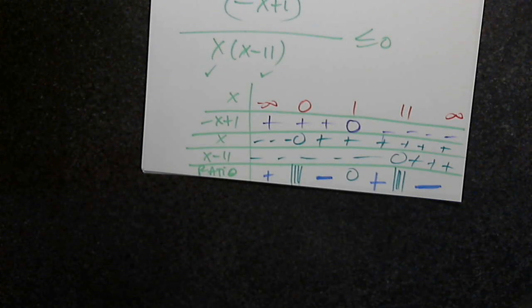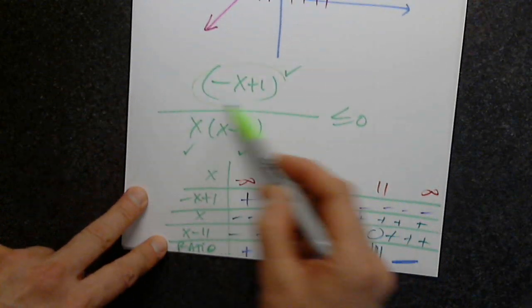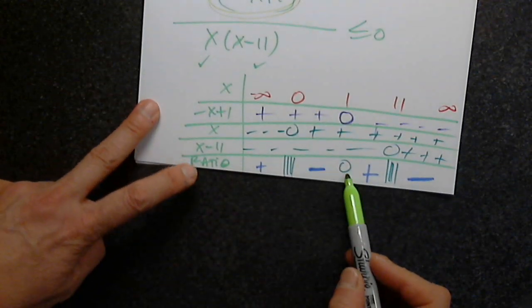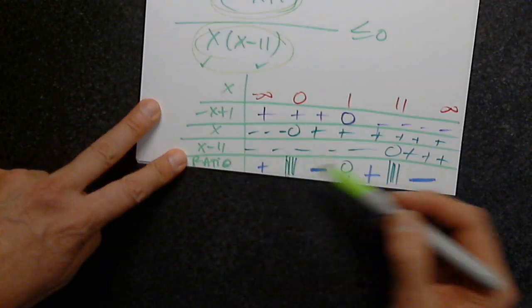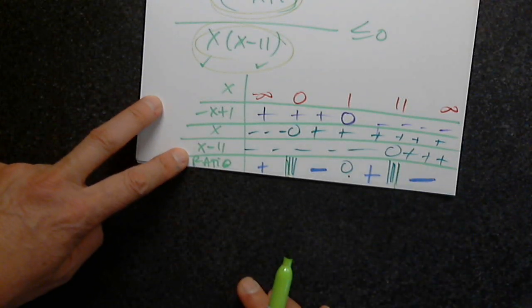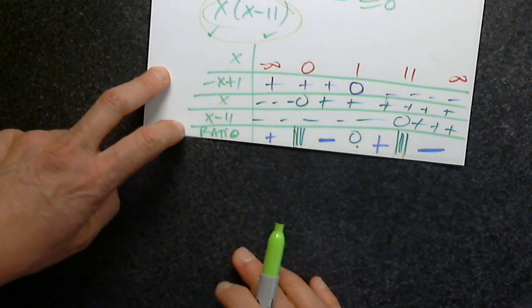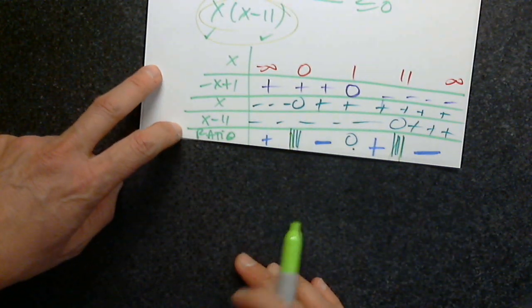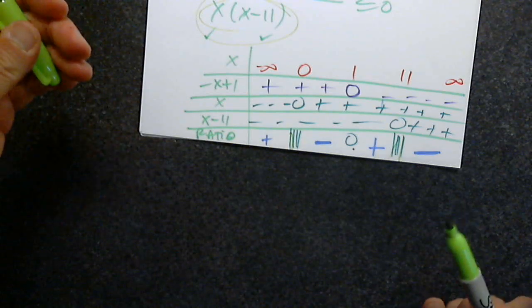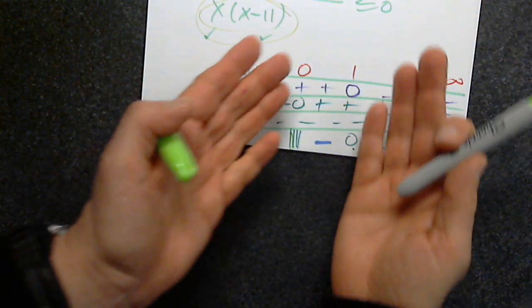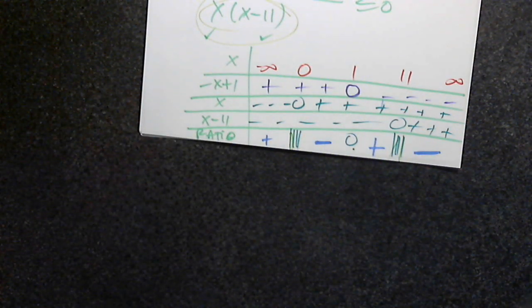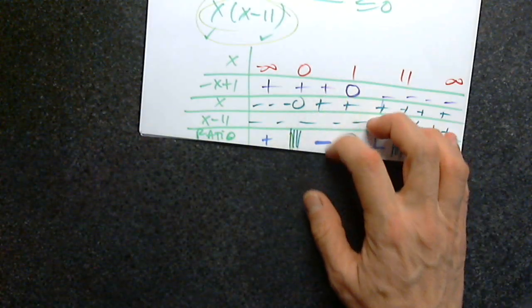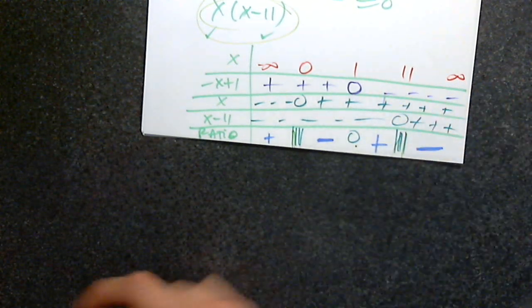So you put the 0 for that ratio row. When the numerator is 0, the entire ratio is 0. But when the denominator is 0, the fraction is undefined. So that's why at 0 and 11, the fraction is undefined. Is that clear, the sign? Two negatives will give us a positive. I don't even count the positives. They don't change anything. So one negative, two negatives, and one negative.